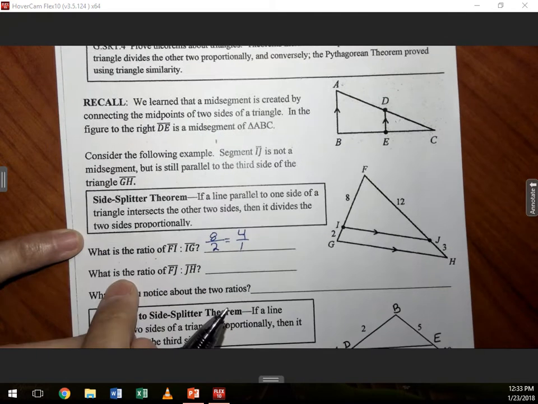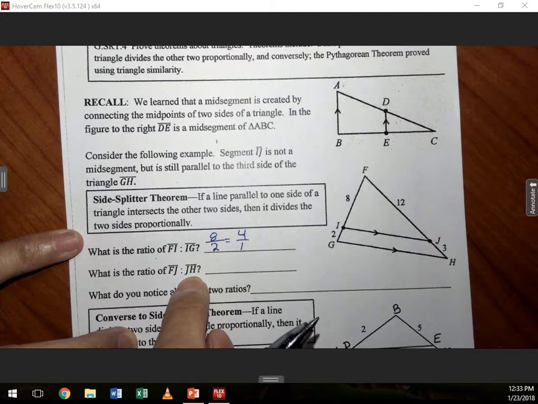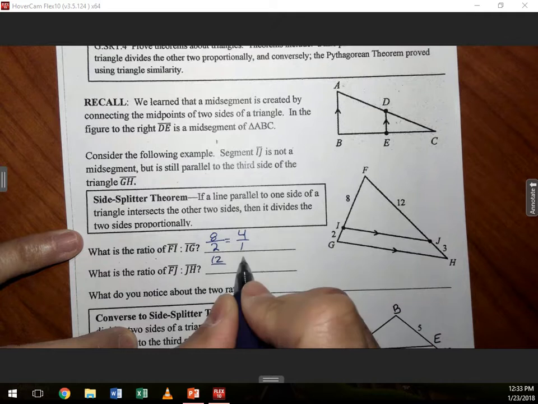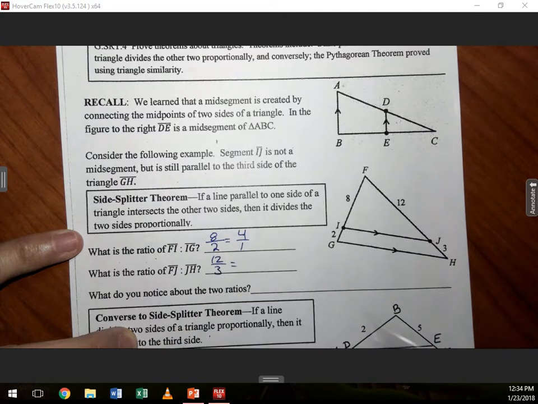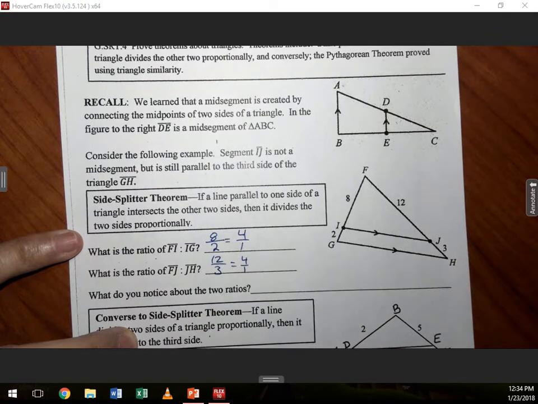Okay? What is the ratio of FJ to JH? FJ is 12. JH is 3. So, what does that reduce to? 4 over 1. So, we have 4 over 1 and 4 over 1. Are they the same? Yes.